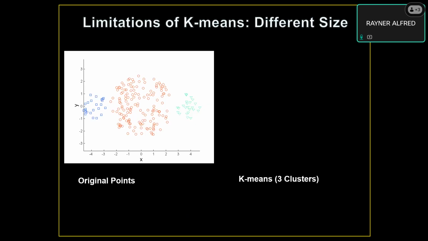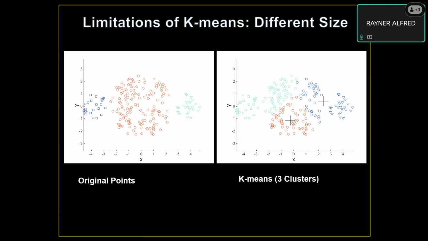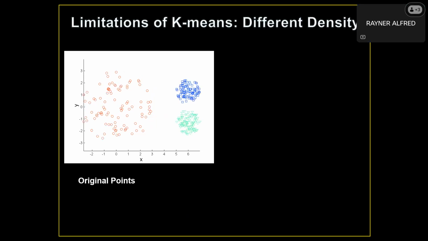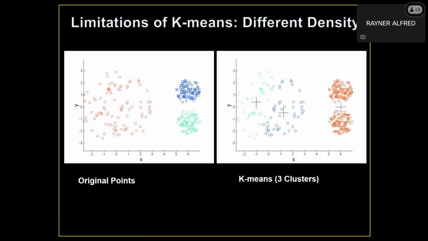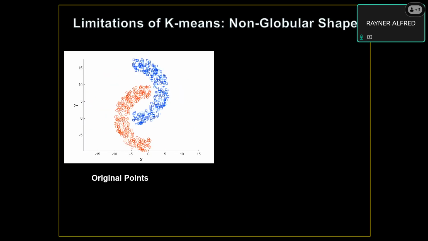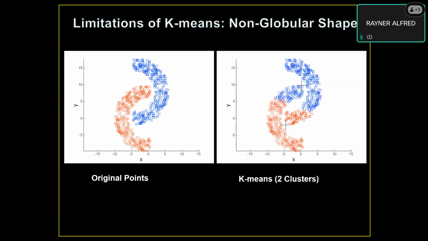So what happened here, this is the original point. We may have something like this, which is not what we expected. We also, if we have different density like this one, are supposed to have 3 clusters, but we end up like this. Or if we have non-globular shapes like this, then we could have this one. So not a very good clustering result.